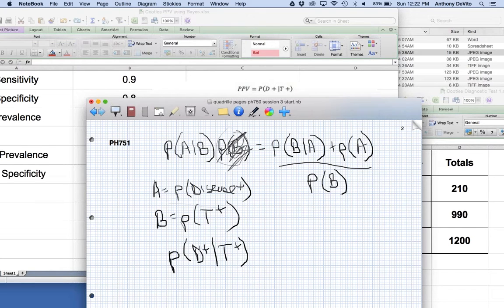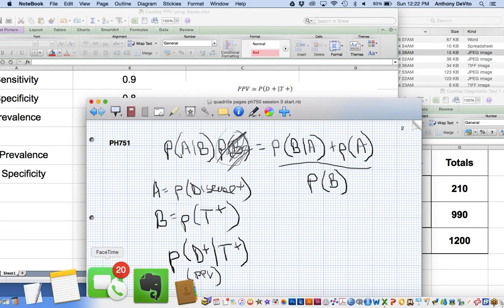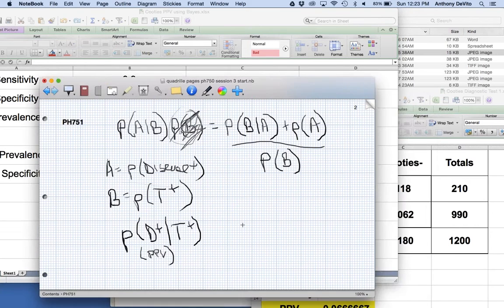So what is that? What's the probability of having the disease given that you test positive? That's the same thing as saying the positive predictive value. That probability is the positive predictive value. So now let's see what that's equal to. That's equal to the probability of testing positive given that you have the disease. Well, let's see, you have the disease, what's the probability in this test of testing positive? Well, that's the sensitivity.